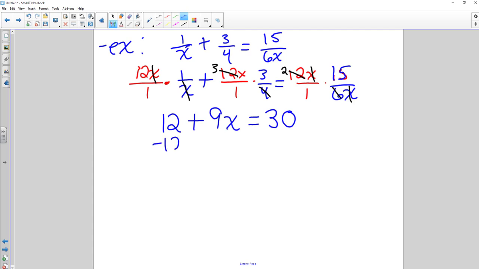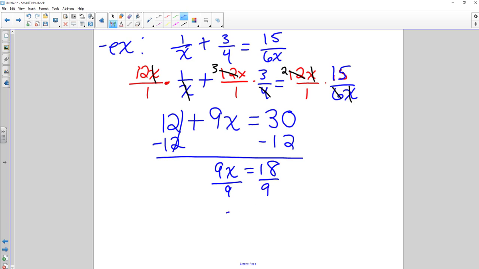Okay, so by multiplying everything by 12x, each of the 3 terms in the equation, I'm now left with an equation with no fractions. So I'll solve it. I'll subtract 12. 9x equals 18. Divide by 9. And x equals 2.